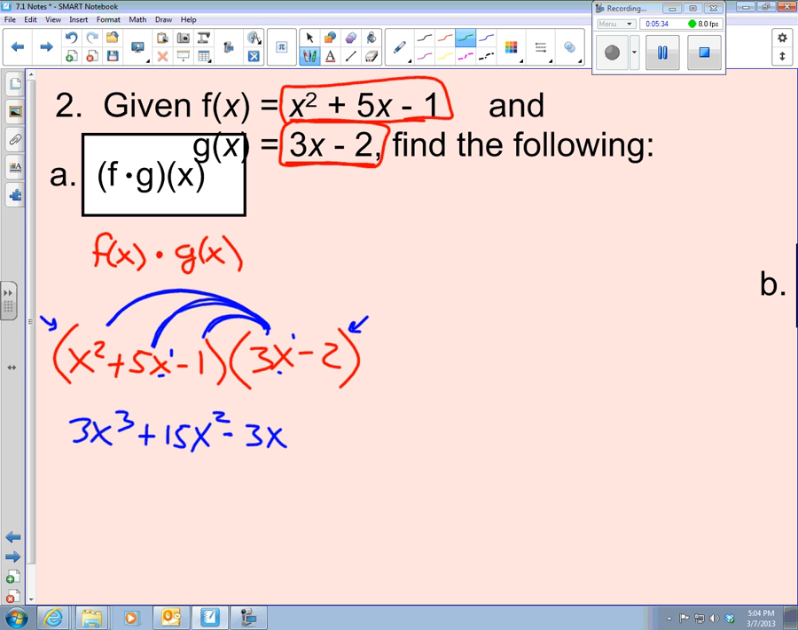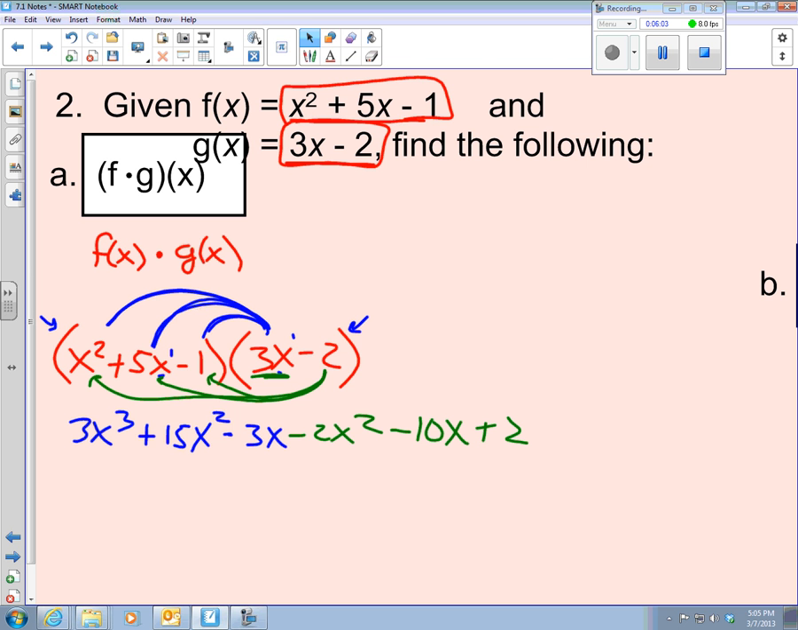Then, we're done with the 3x now. I'm going to go to the negative 2. First I'm going to multiply it by x squared. Negative 2x squared. Then the negative 2 times the 5x. Negative times a positive again is a negative. 2 times 5 is 10x. And finally, negative 2 times negative 1, you guessed it, that is positive 2.